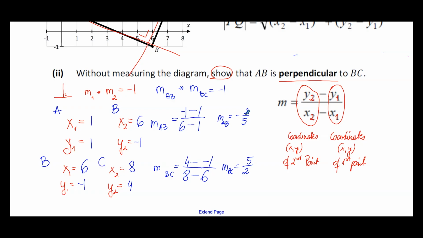Now, let's multiply. Slope of AB, -2/5, multiplied by 5/2. We put that in the calculator and we get that it is -1. We are saying, therefore, AB is perpendicular to BC. So yes, it is true.